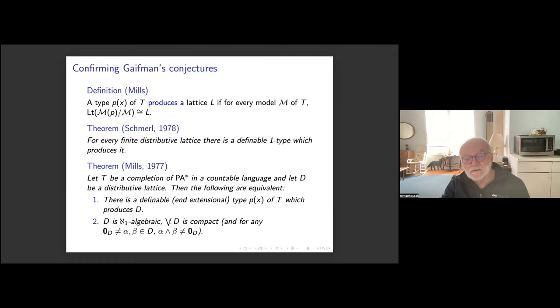join of all the elements of D is a compact element, because at the end you have something that's generated over M by a single element, and to have an end extensional type, you avoid this. I always wondered what this condition meant, but you avoid the situation that we have in this example of B3, that if you have two non-zero elements in the lattice, then their join is also non-zero, which is not the case of the type of AC.